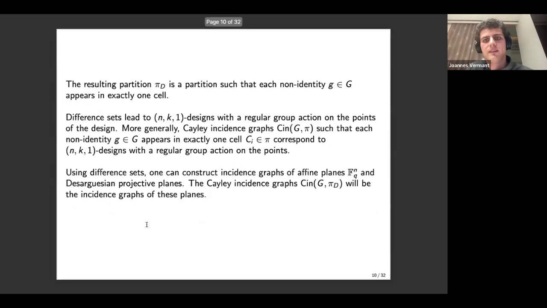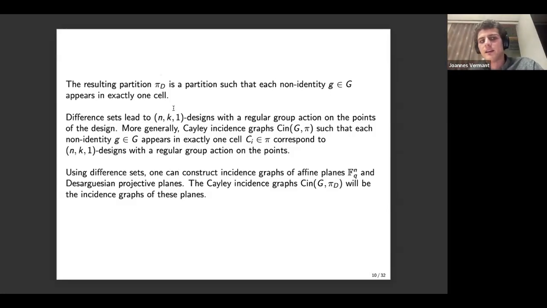These partitions which you get are not quite partitions, but these collections of cells, such that each non-identity g appears in exactly one cell. So sorry for this abuse of the word partition. Up to the identity, each element is contained in exactly one cell.